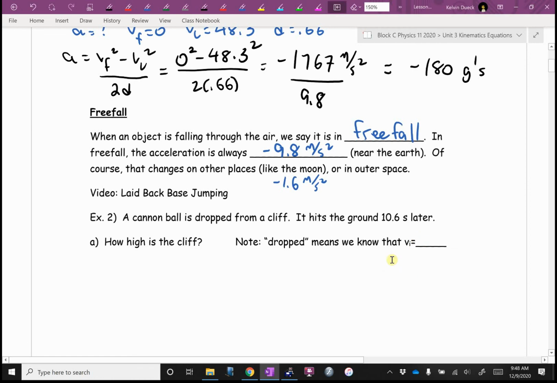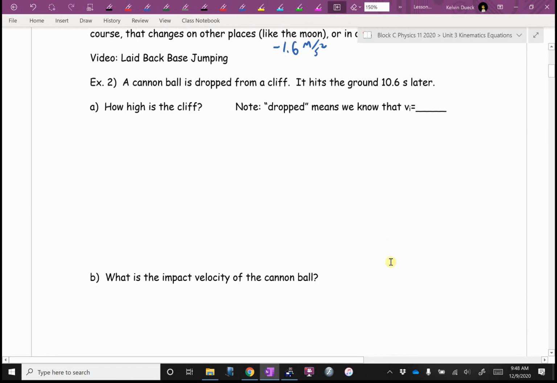I like example 2. Example 2 is a nice question. How many of you have ever stood on a cliff and dropped rocks down safely when no one was down below somewhere, out in the wilderness somewhere? How many of you have ever chucked rocks over a cliff? Okay, kind of a fun thing to do. If you're ever in such a situation, it's pretty easy to figure out how high the cliff is by timing how long it takes the rock to hit the ground.